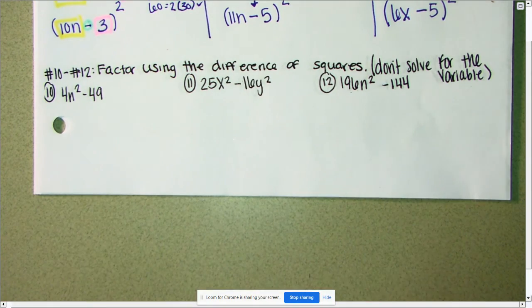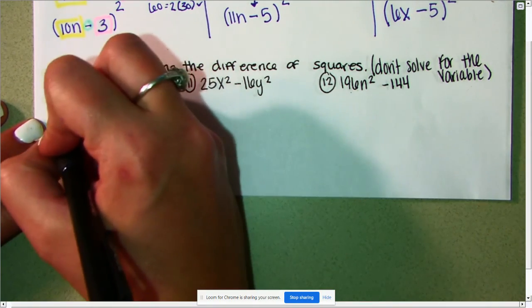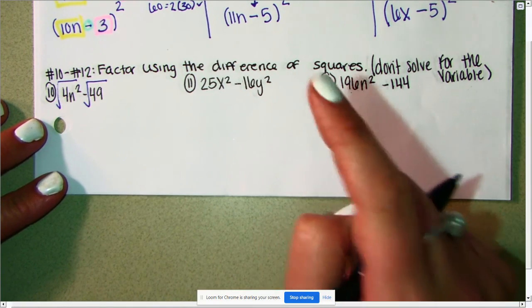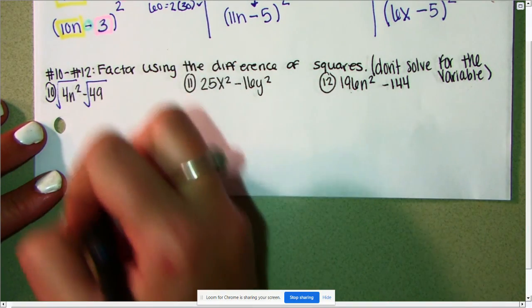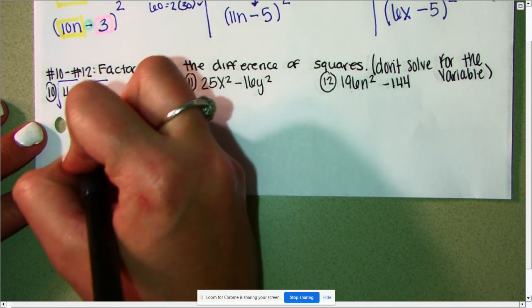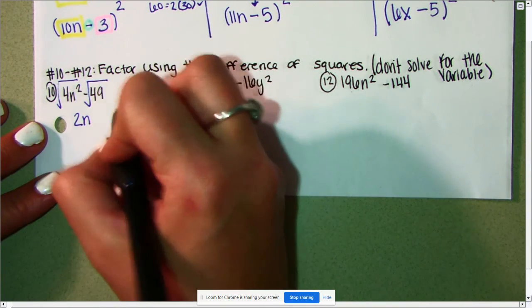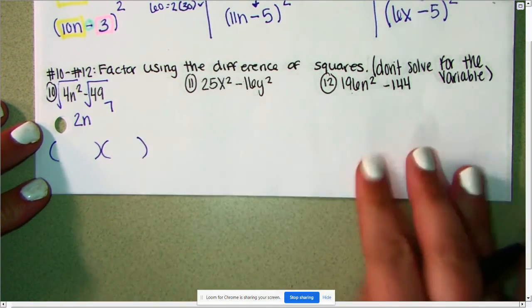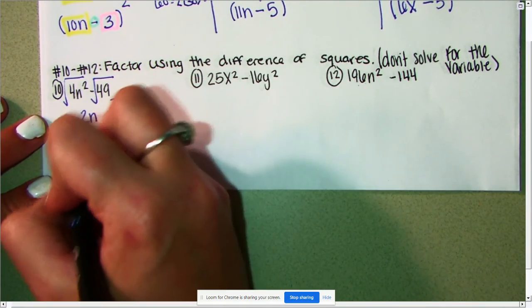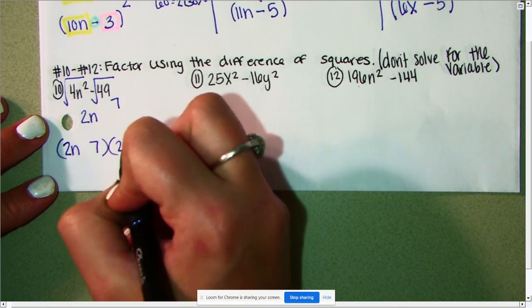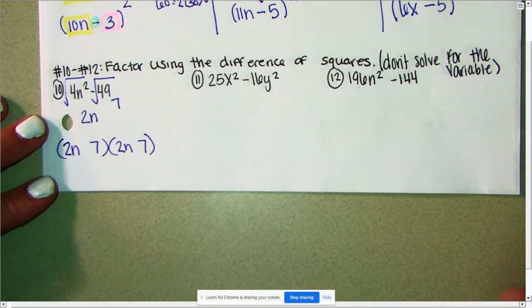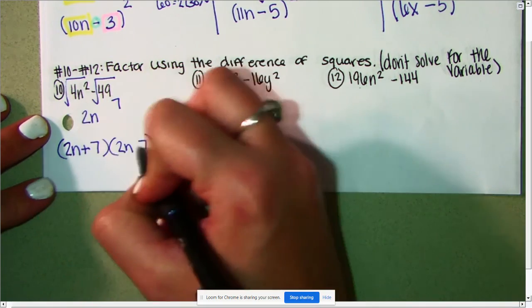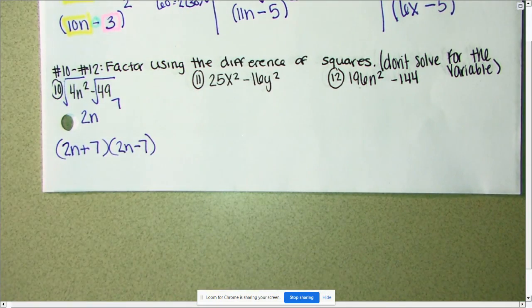So I don't have a b value, which is good. You don't want that. So all you have to do is square root the values that you have, ignoring the negative. So that's important. So the square root of 4n squared is 2n. The square root of 49 is 7. You're going to break it down into 2 parentheses. I'm going to use these values, 2n and 7. The term that goes in the center, the way that you get the b term to cancel is one of these must be positive and one of them must be negative.